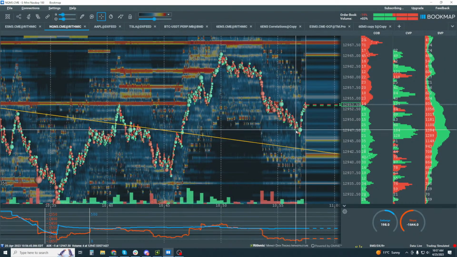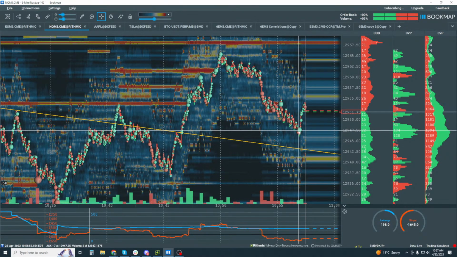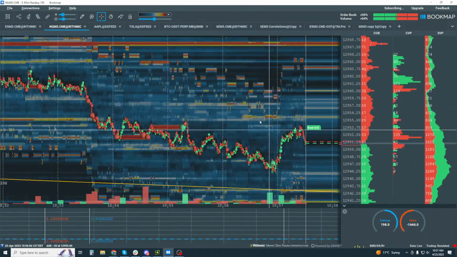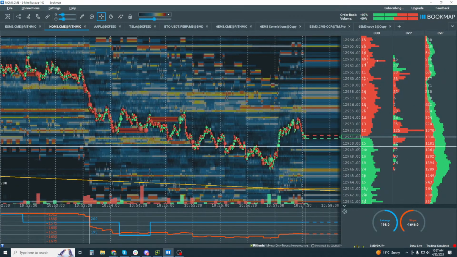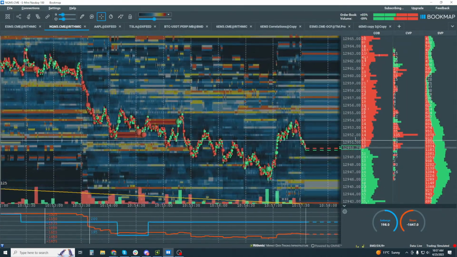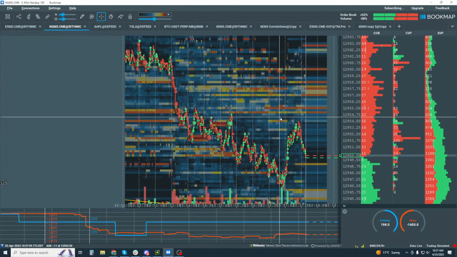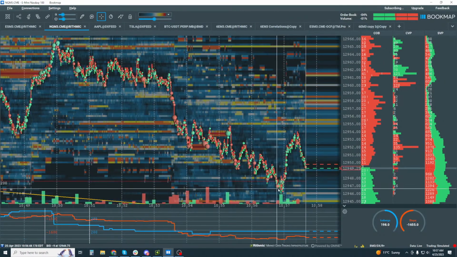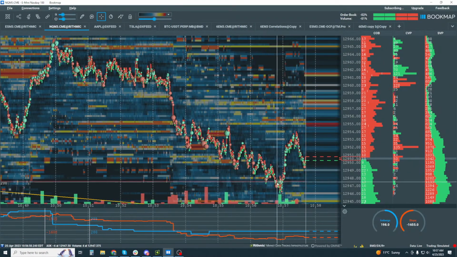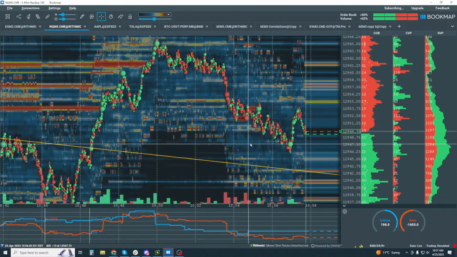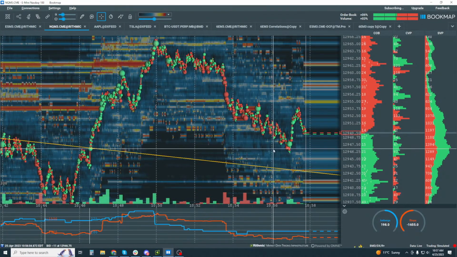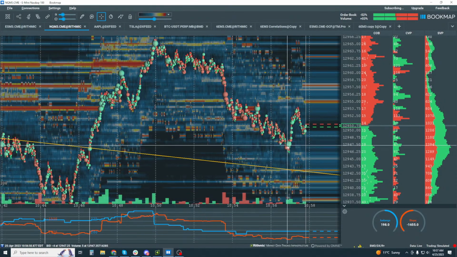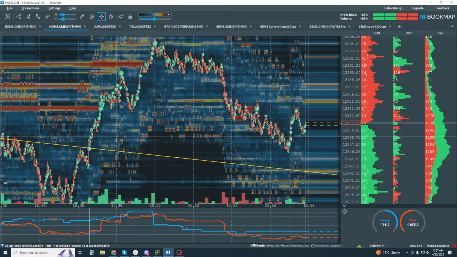So there's an easy opportunity right there. Now, I need to see more than that. I wouldn't just jump in willy-nilly in here. I want to see absorption in here. I want to see iceberg buying, whatever it might be. I want to see more. If I get that, then this is a good opportunity.